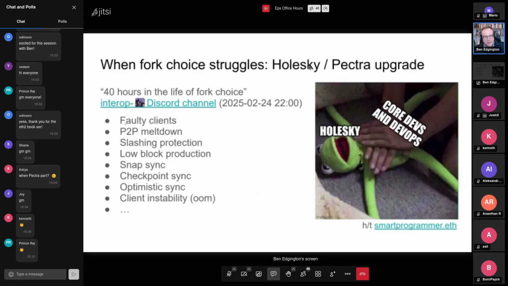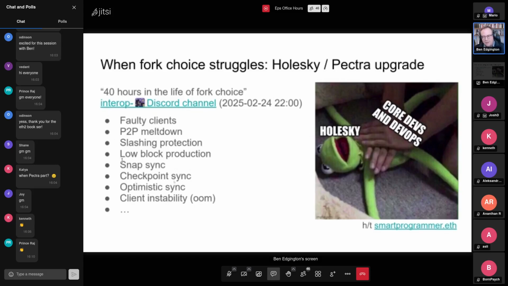And the fork choice was fighting against faulty clients, which were the cause of the initial incident. They disagreed on block validity. This led to a kind of peer-to-peer meltdown where nodes couldn't find other nodes on the same chain as them. So blocks weren't getting propagated, attestations weren't getting propagated very well. And then there was all sorts of interference from slashing protection kicking in, low levels of block production. Clients were offline trying to get back online. They were hampered because there weren't snap sync servers.